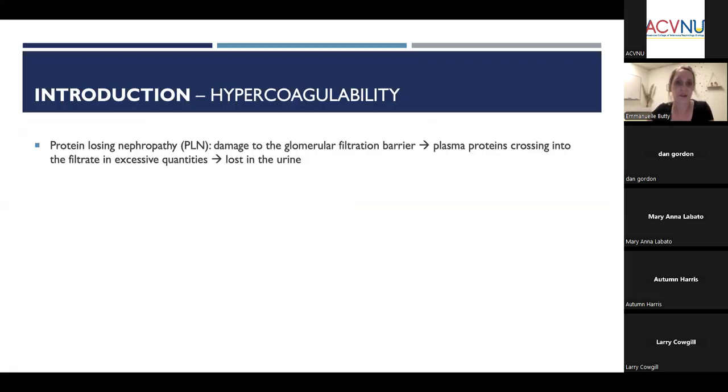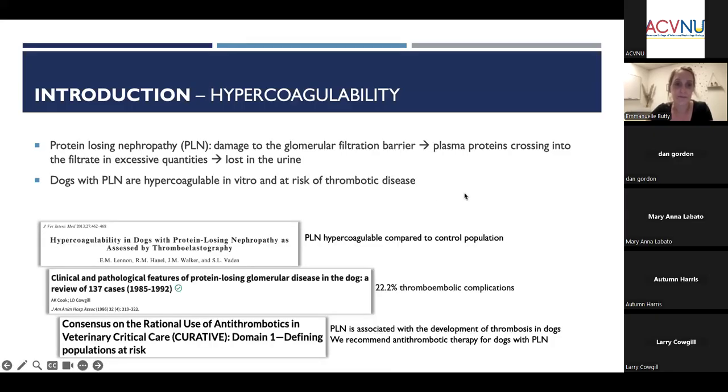As a little introduction, they are talking about what is protein-losing nephropathy, a damage to the glomerular filtration barrier. This allows plasma protein to cross into the filtrate in excessive quantities, and so they end up lost in the urine. We know from a couple of studies already that PLNs are hypercoagulable in vitro and at risk of thrombotic disease.